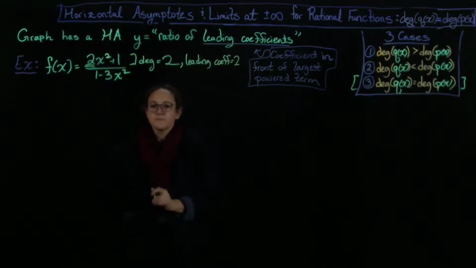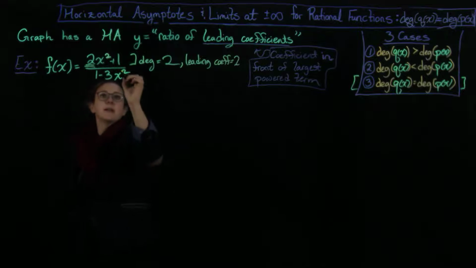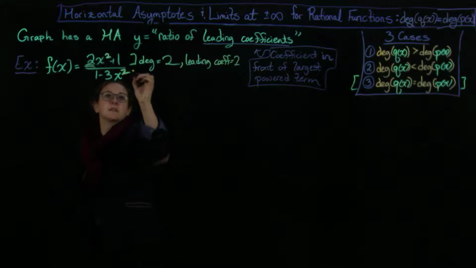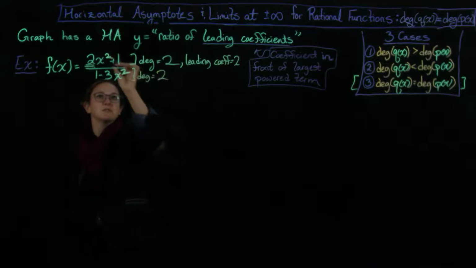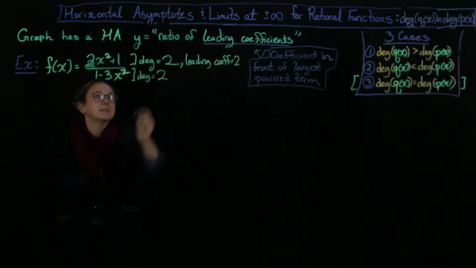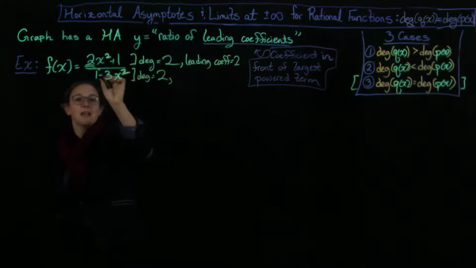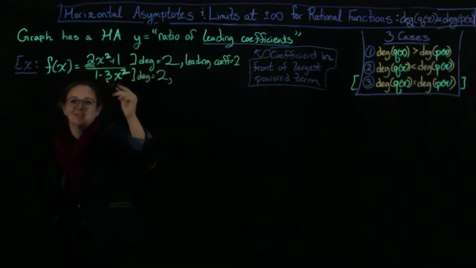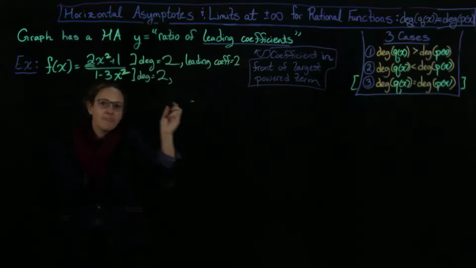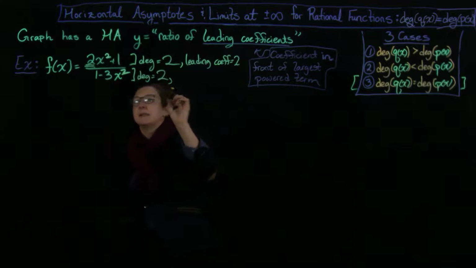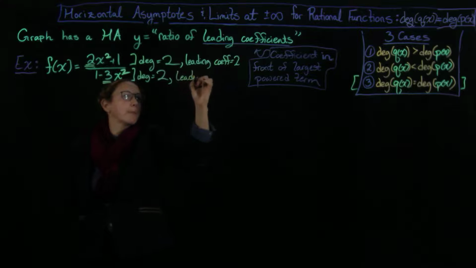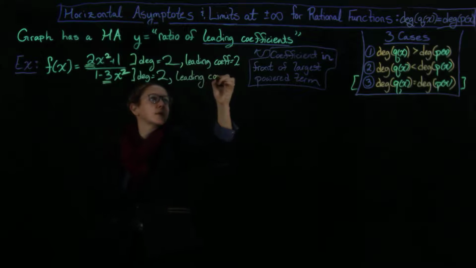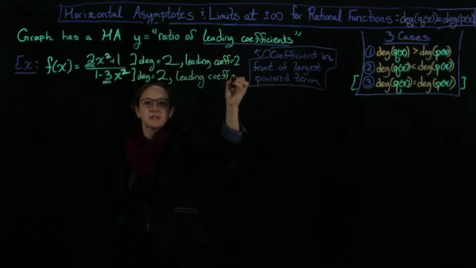On the bottom, my highest power is again 2, so the degree equals 2. So we are indeed in the case where the degrees are the same. The term with degree 0 is like a little hidden x to the 0 there. My leading coefficient then comes from in front of the x squared term, so my leading coefficient is 3.